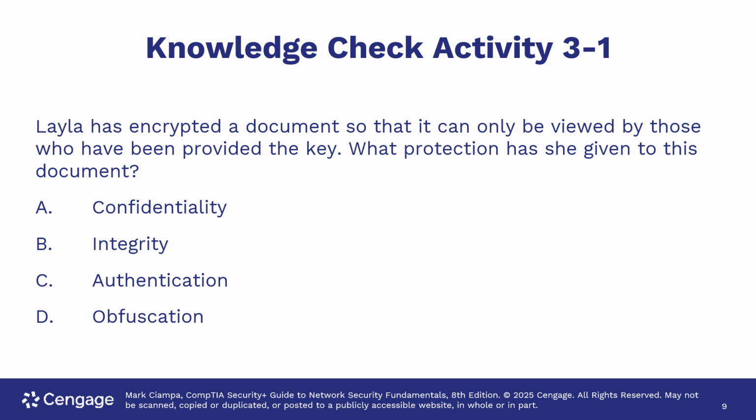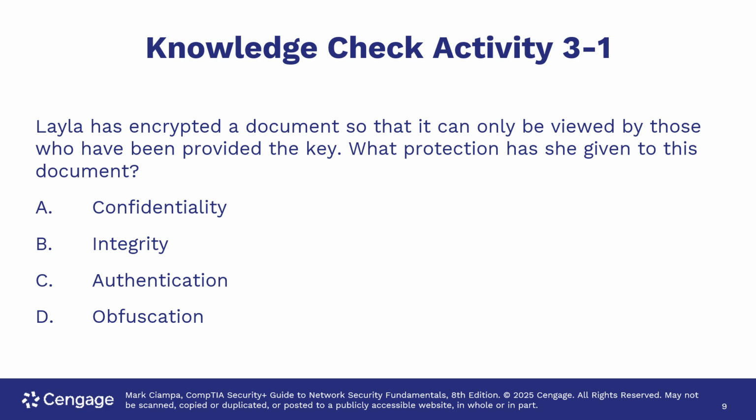Well, let's take a look at it from a point of view, ruling out what it might not be. There was no mention of the fact that the document changed, so we can probably rule out integrity. Obfuscation, that's what encryption is doing. But the key here is it can only be viewed by those who have been provided the key. So would it be confidentiality, integrity, authentication, or obfuscation?